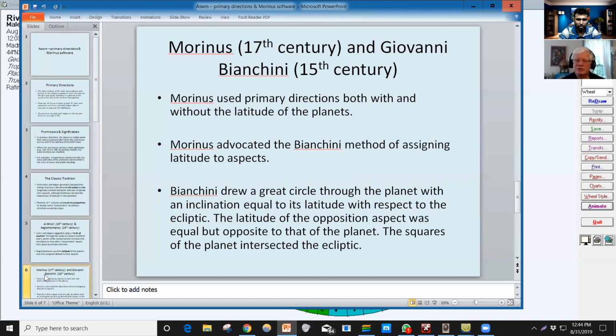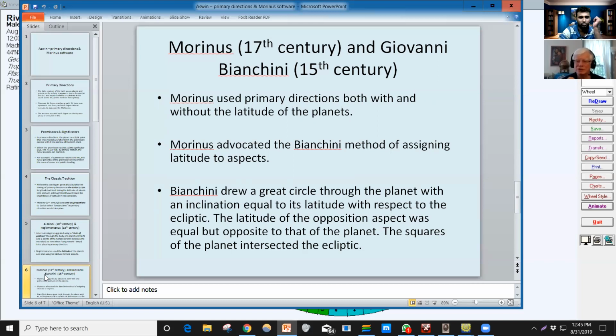And Morinus, Morin de Villefranche, in the 17th century in France, used both. He used both primary directions without latitude, that is the ecliptic positions, and primary directions involving the body of the planet as well. He thought they both worked. And he recommended or used for aspects of planets that have latitude, what's called the Bianchini method.